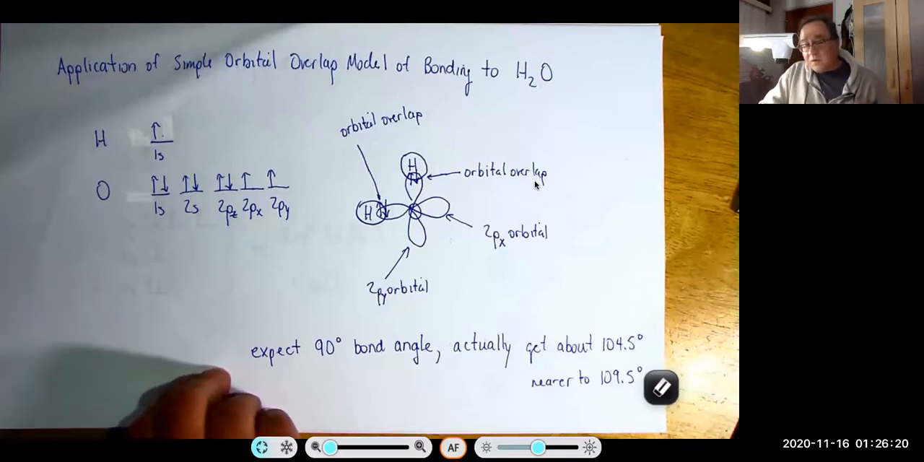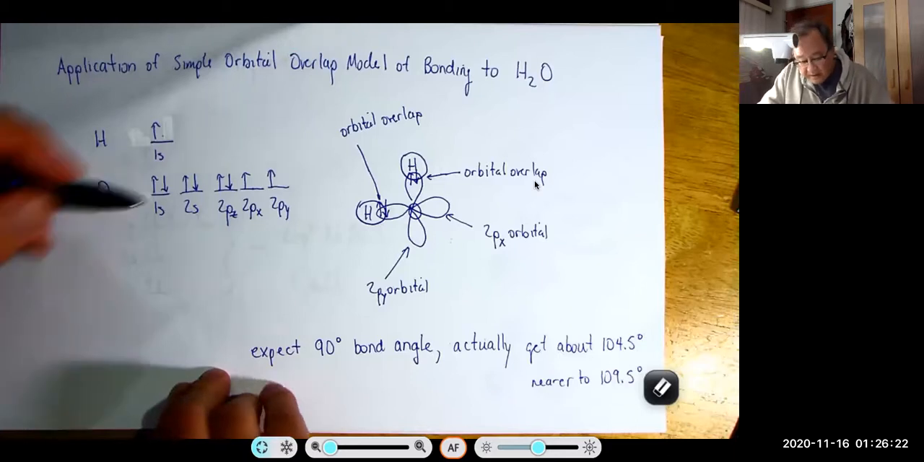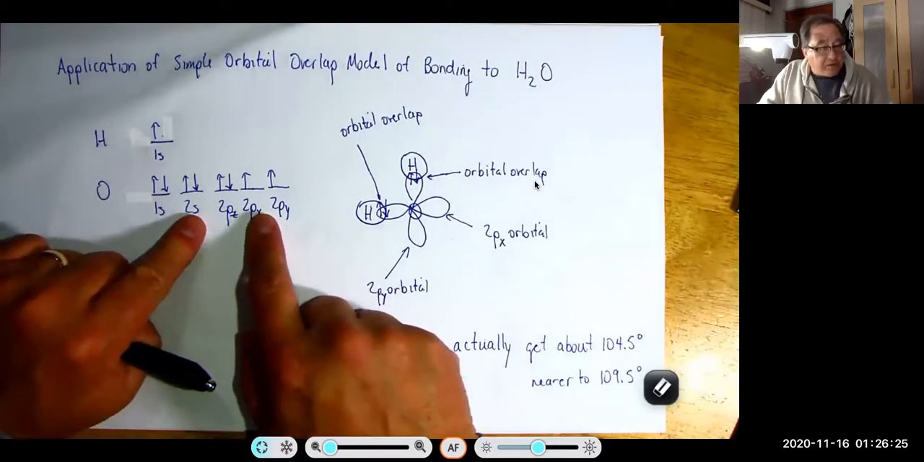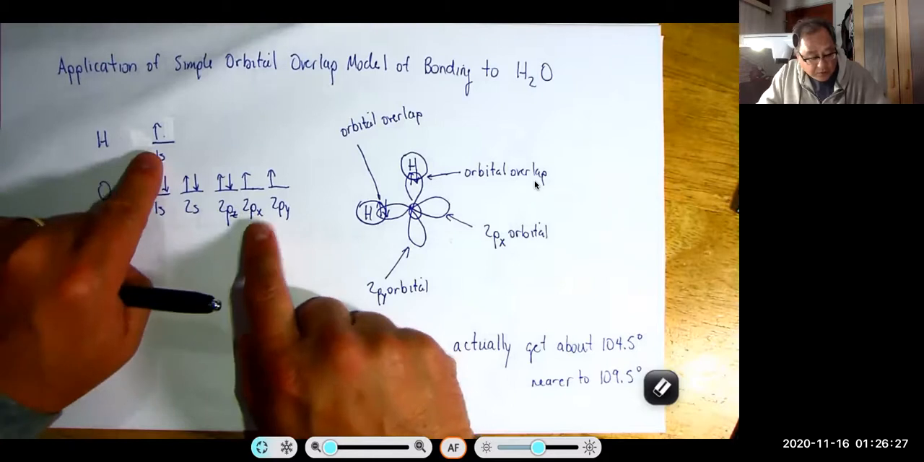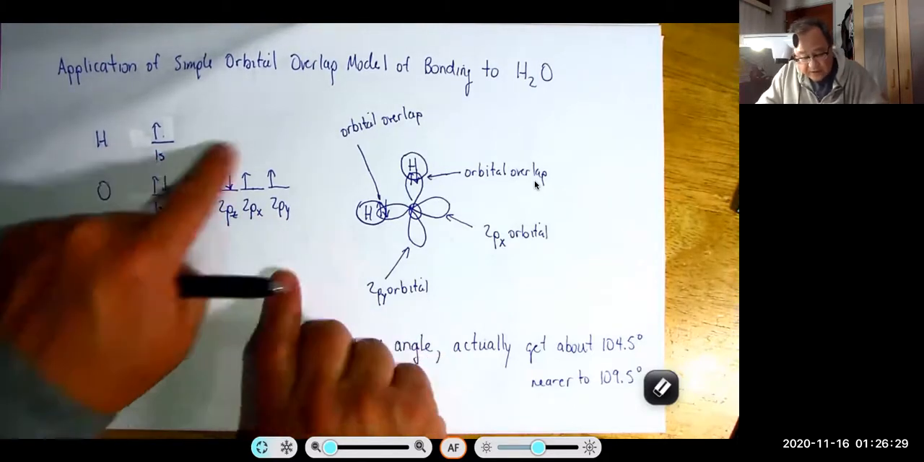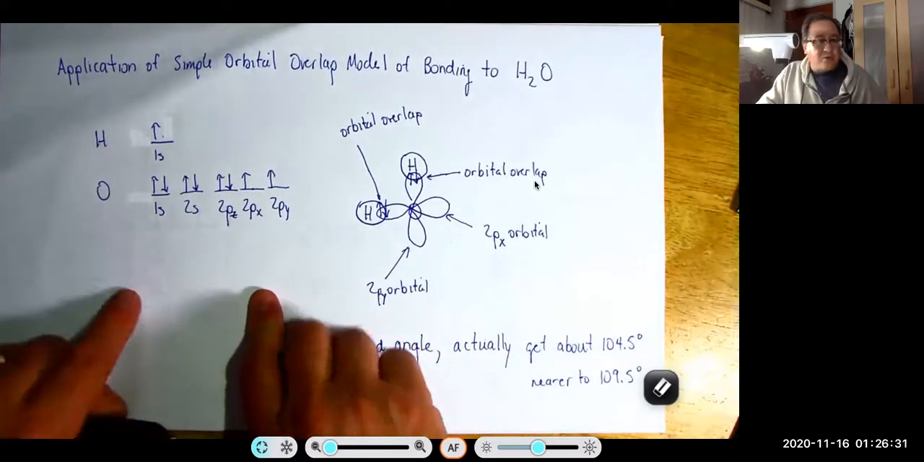And let's explain that word valence. We're talking about valence orbitals that overlap. This is the valence orbital for the hydrogen. These are all the valence orbitals for the oxygen, so the valence orbitals are overlapping.